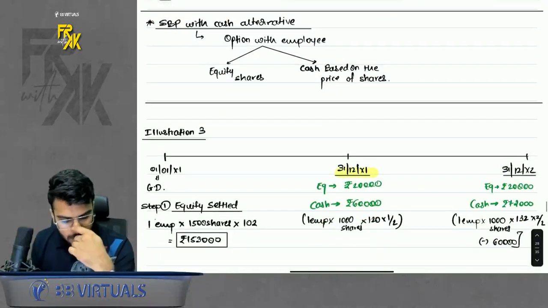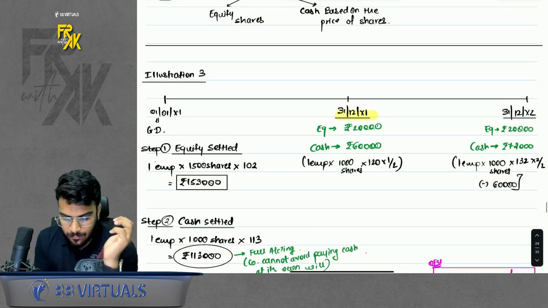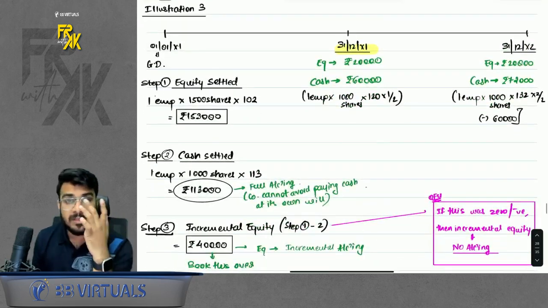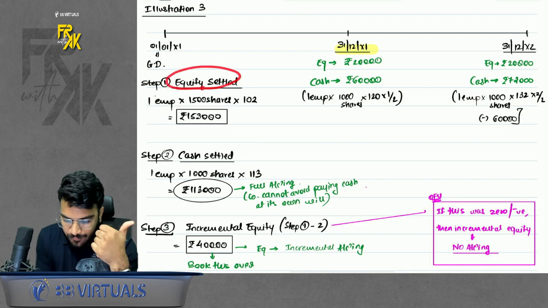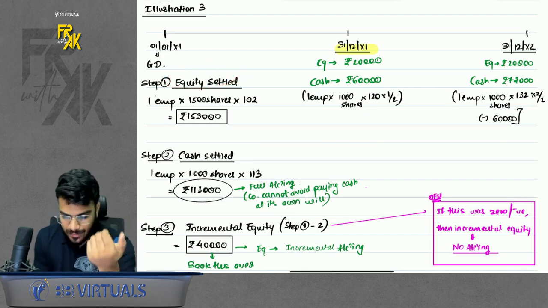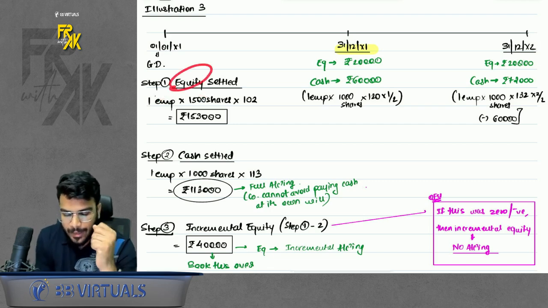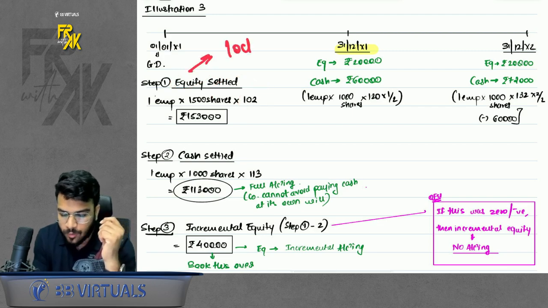Now how will you account for this? The accounting is very simple. I took illustration number 3 as the base. On the grant date, do 3 calculations. First, total fair value as per equity settled. One employee was supposed to get 1500 shares if he chose the equity option, and the fair value was 102. Remember, in this question there was a lock-in involved.